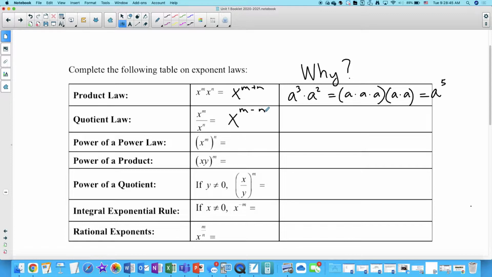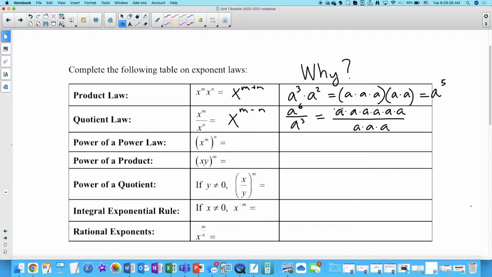So let's say I have a to the 6 over a cubed. Now, if you do this too fast, I get a lot of people saying that's a squared, because when you see the fraction line, you're used to reducing. But if you think about what this is expanded, it's a times a times a times a times a times a, 6 of them in the numerator, and 3 of them in the denominator. Now, anytime you have the same factor in the numerator and denominator, anything divided by itself is equal to 1. So these cancel because a over a equals 1.